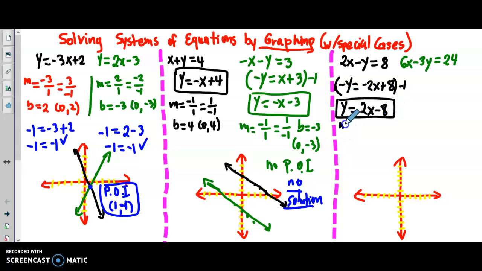This is telling me my m is 2 over 1, or negative 2 over negative 1, and my b is negative 8, which means 0, negative 8. Now maybe I should go here by 2's. So 2, 4, 6, 8 down, that's going to be my negative 8. The slope is up 2, right 1. So it would be up 2 over 1, up 2 over 1, up 2 over 1. So that would be my first line. I expect the line to be increasing from left to right because the slope is positive.